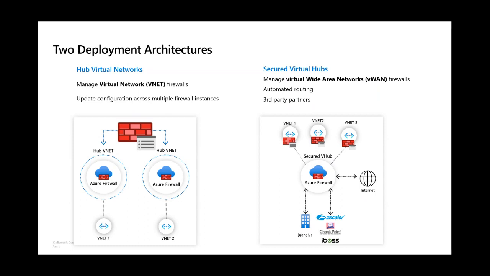The second option is the Secure Virtual Hub, which we will go into in more detail as well. The VWAN firewalls. So with Virtual WAN, as you can see over here, you have Azure Firewall in the Secure VHub, and you have your branch offices connected to it on the VWAN. It also integrates with third party. So if you want to send all internet bound traffic to any of these third party providers, you can always use that as well.